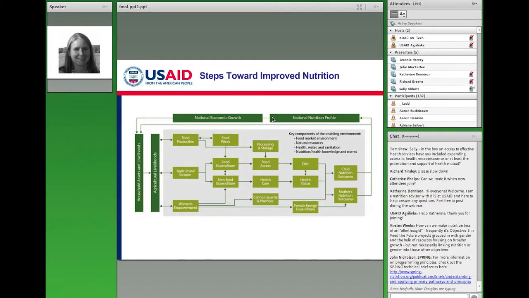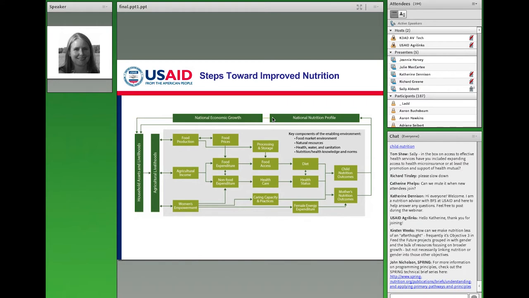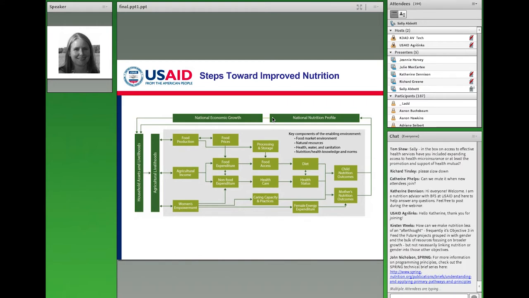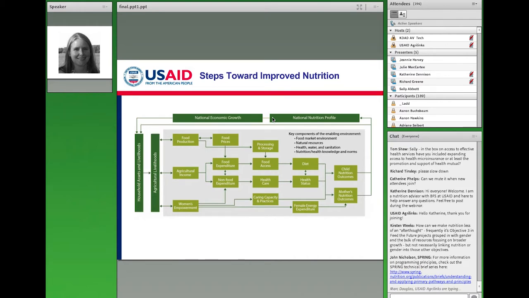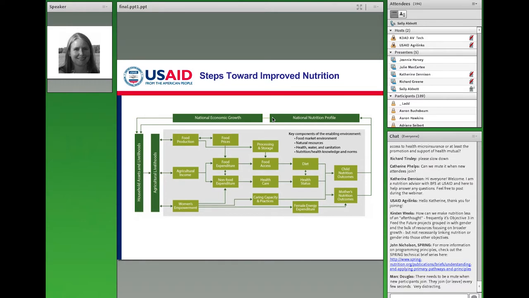In general, they can be divided into three main routes at the household level. Food production, which can directly affect the food available for household consumption, as well as the price of diverse foods. Agriculture income for household expenditure, and women's empowerment, which affects income, caring and capacity practices, and female energy expenditure.